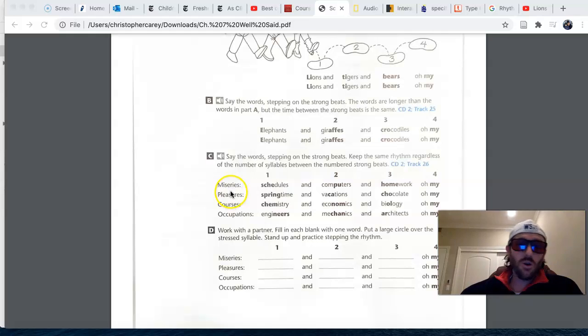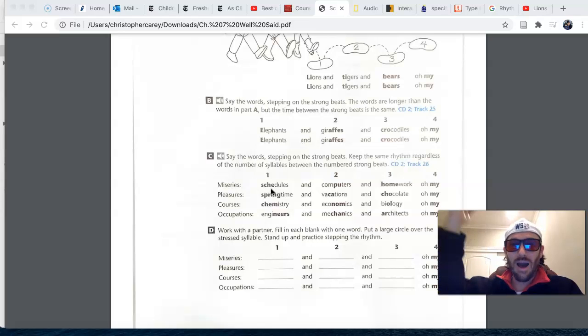Miseries, things that we don't particularly enjoy. Listen to that one. Schedules and computers and homework. Oh my! I know some of you, particularly this one, is a misery, right? What we're doing right now.